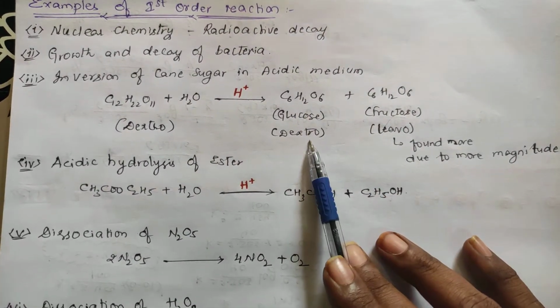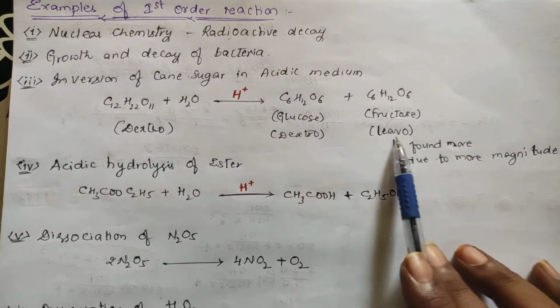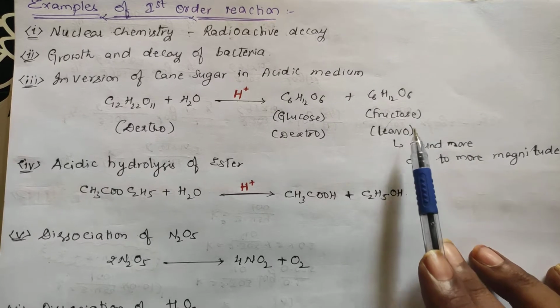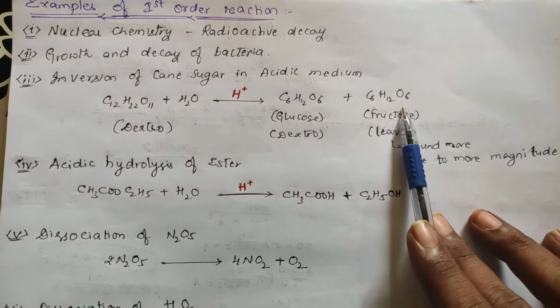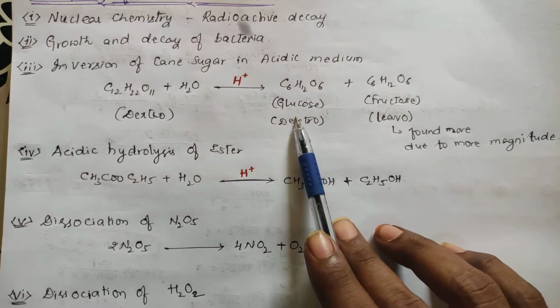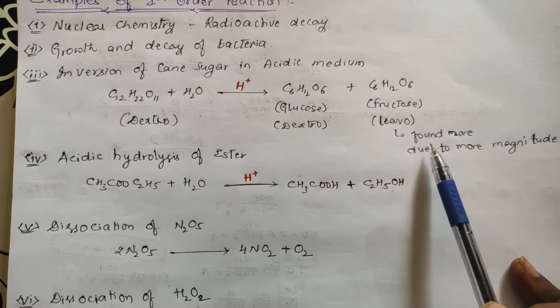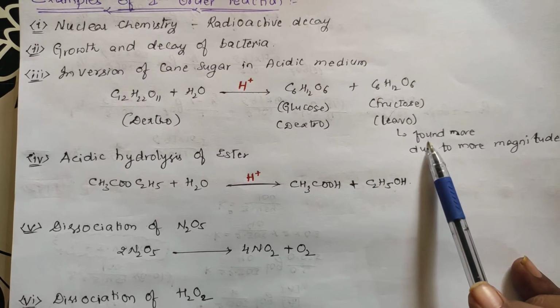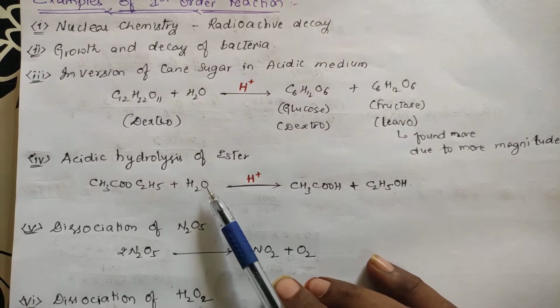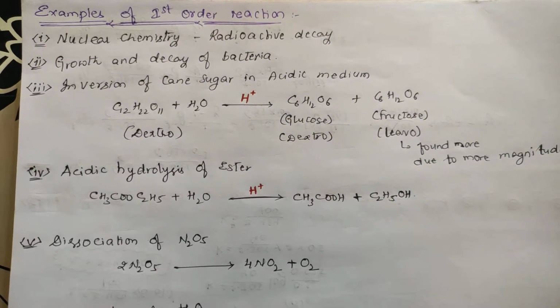In that, glucose is dextro-rotatory and fructose is levo-rotatory. When you compare the angles between these two, dextro and levo, levo will be more in magnitude. So the resultant will be levo-rotatory only, even though it consists of dextro also. Because a greater magnitude is present for the fructose, the resultant solution will be levo-rotatory. So you should remember this, students. In exams, you will be getting direct questions.